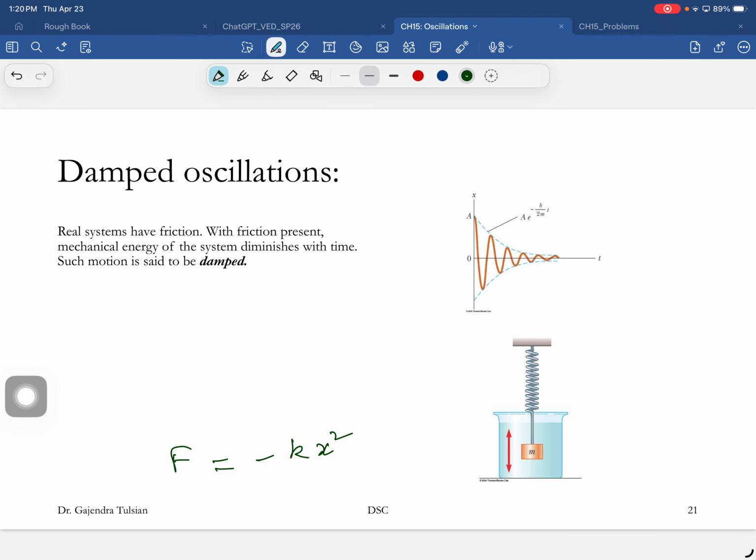How about this problem? That's very hard. That's a nonlinear restoring force. Okay, and that becomes very hard to solve. So all we're doing is this.